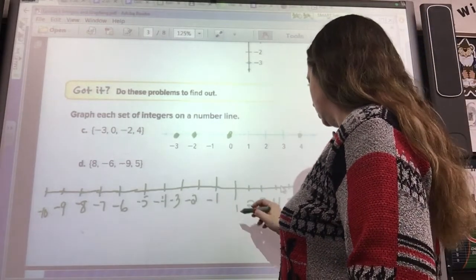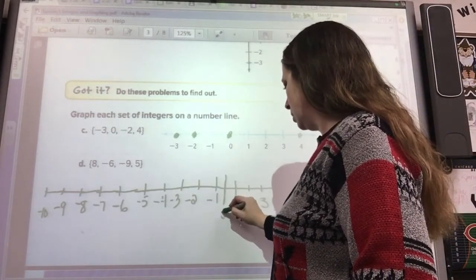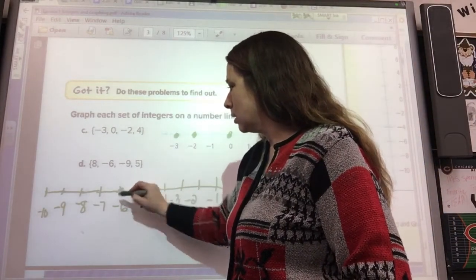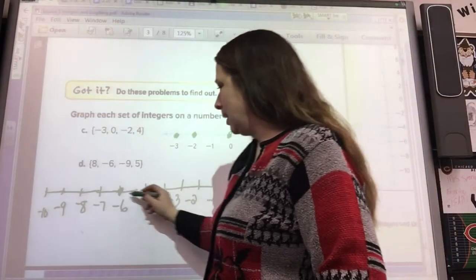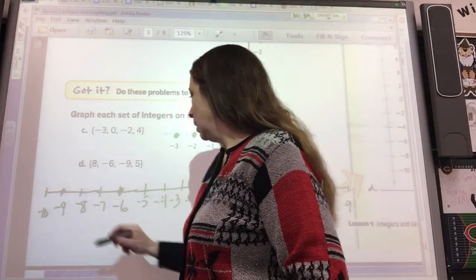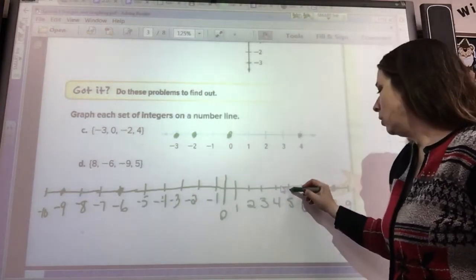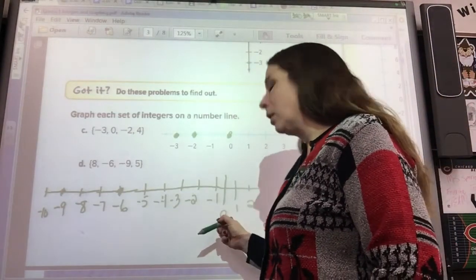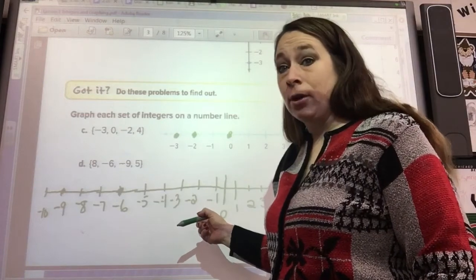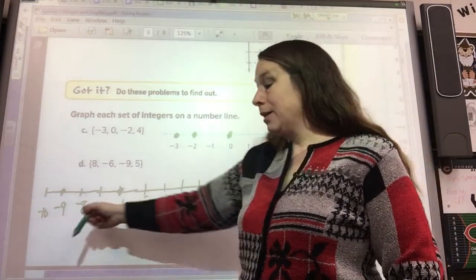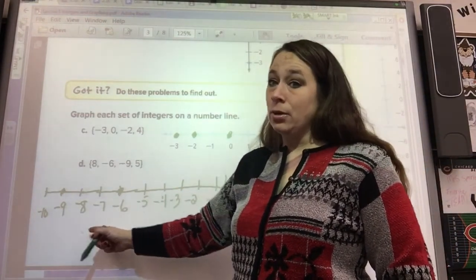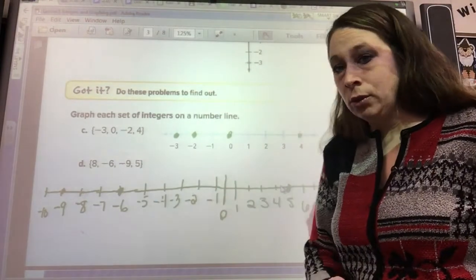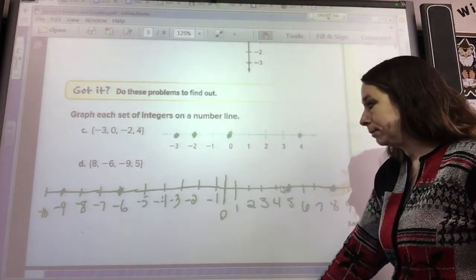Where's my 0? I didn't put a 0. Shame on me. Negative 1, 2, 3, 4, 5. Negative 6. Negative 9. Keep going down further. And positive 5. Now notice here that negative 6 is closer to 0. So negative 6 is actually a better number to have. It's a greater number than negative 9. Owing $6 is better than owing $9, right? So negative 6 is actually greater than negative 9. We'll learn that in another upcoming lesson.